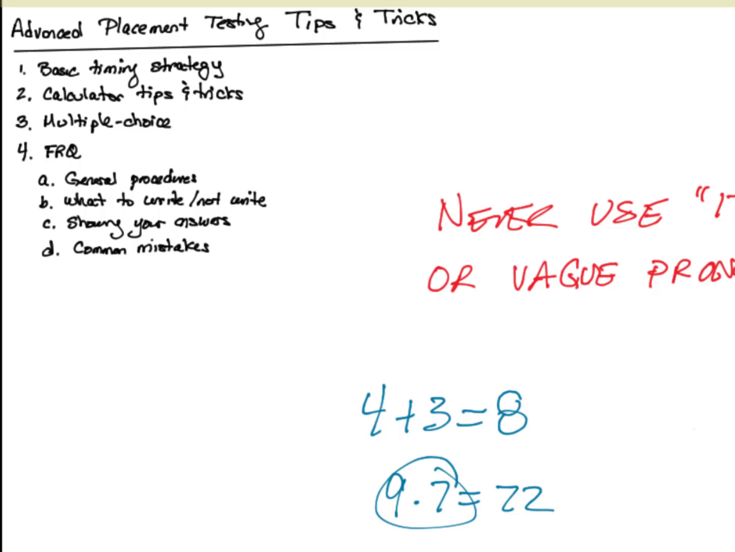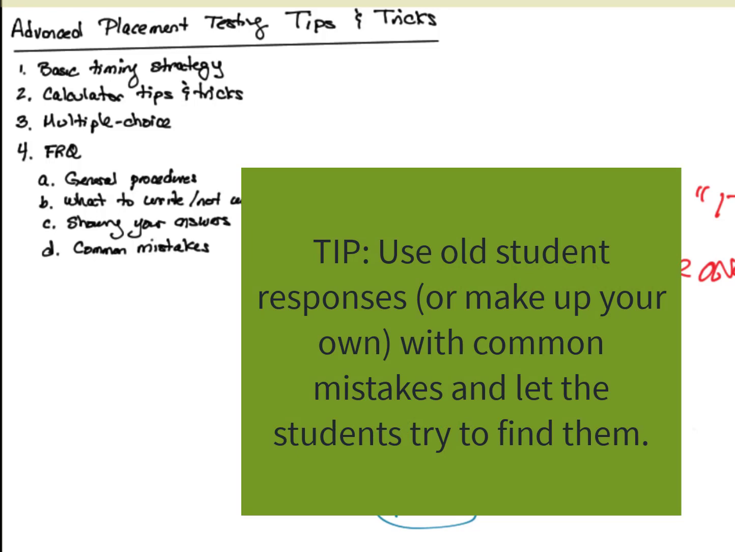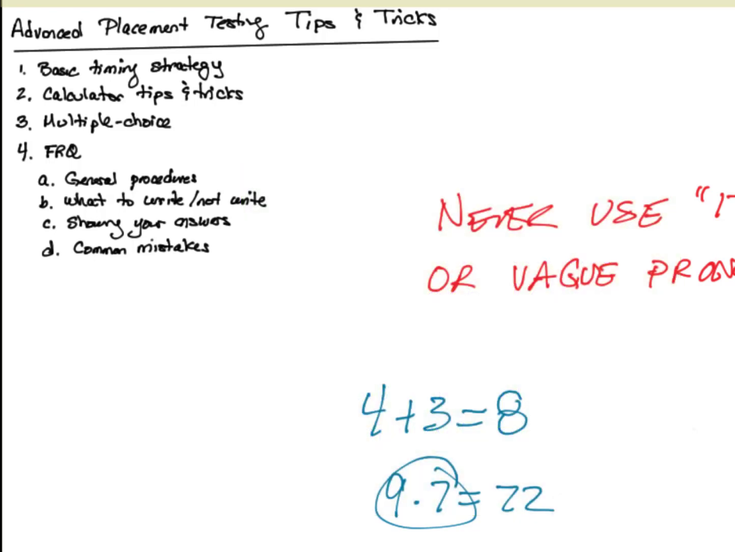And so those are the things that you want to be very aware of and let the students practice and check themselves on. And in fact, I would have some student responses, or make up your own student responses, that have those kinds of mistakes in them, and let the students see them for themselves so they can start recognizing that in other work, and then hopefully they'll recognize it in their own work.